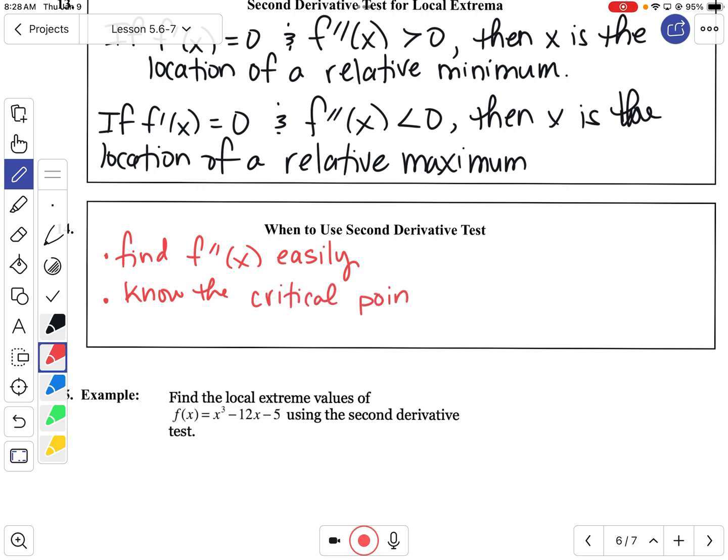Okay, so a lot of times the best way to do extrema is using the critical points in the sign chart. In fact, 9 times out of 10, it's the best option. But if we're given the critical points and we're given the second derivative, then yes, let's use the second derivative test. We've got the information that we need to do it. So let's do one where we could do it either way, but let's do it with the second derivative test just to practice.